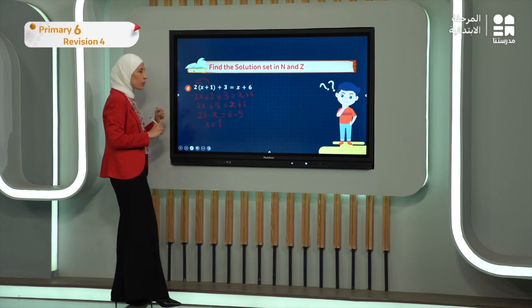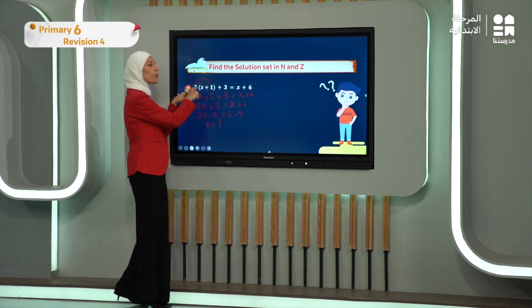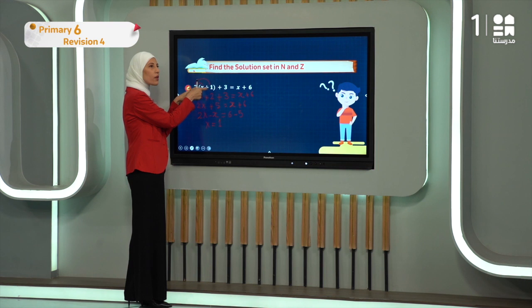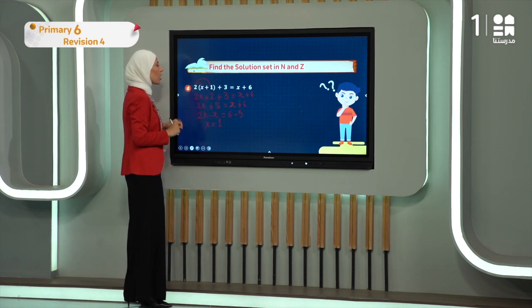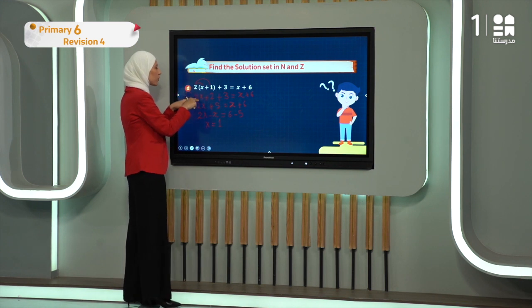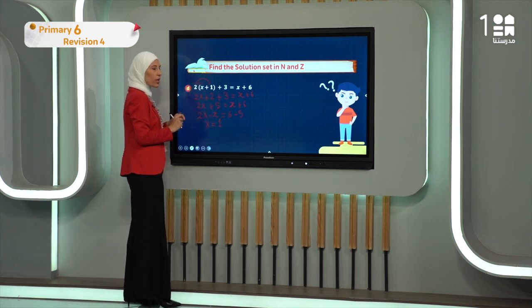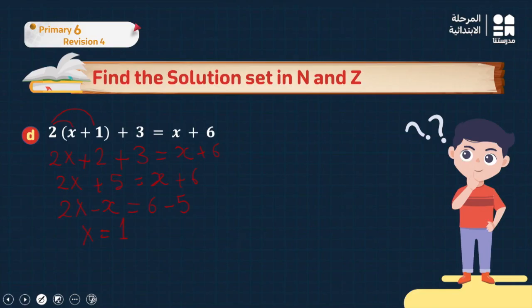I will repeat it again quickly. First of all, I'm going to multiply 2 by the number inside the bracket. I have 2 times x plus 2 times 1. So 2 times x equal 2x, and 2 times 1 equal 2. Plus 3, we bring down as it is, and the rest of the exercise we bring down as it is, x plus 6.